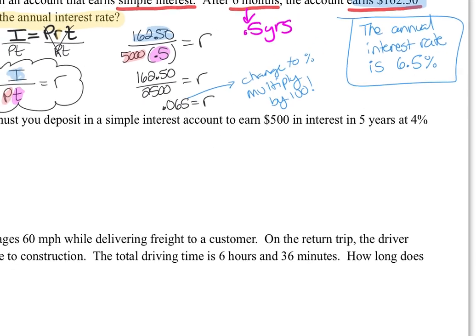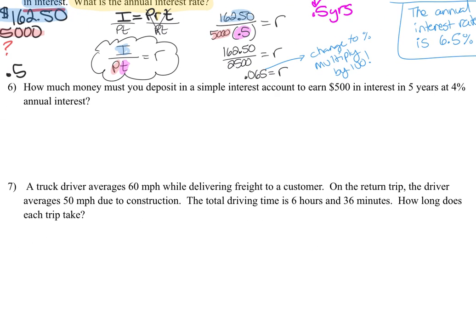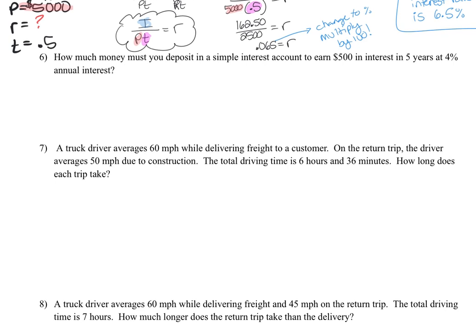So, on this next one, let's do a different method. Same type of problem. They're asking this time, how much money must you deposit in a simple interest account to earn $500 in interest in 5 years at 4% annual interest? Okay, so I have my letters, right? My variables, I, P, R, T. My interest, my principal, my rate, my time. This time they're asking, how much money must you deposit? The deposit is my principal amount, so I don't know that amount.